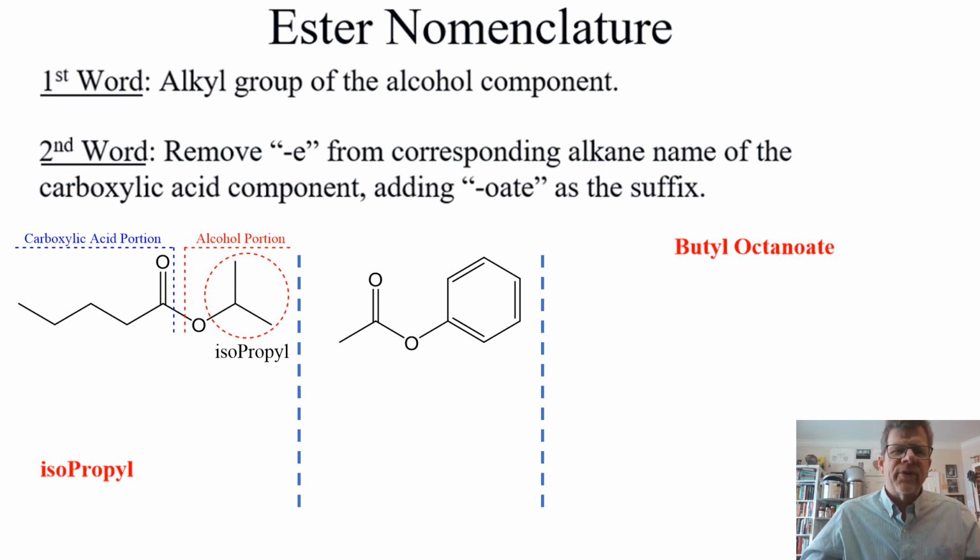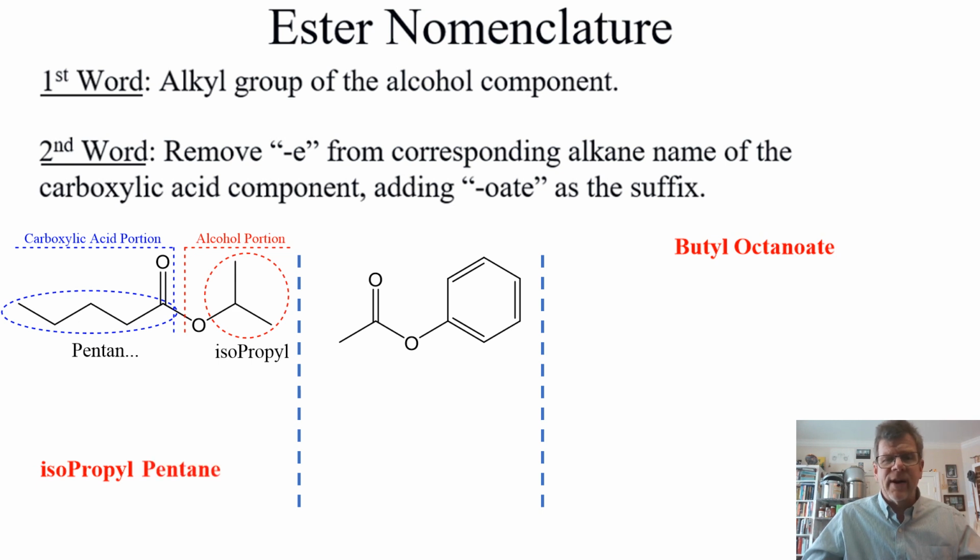Next, it says remove the e from the corresponding alkane name of the carboxylic acid component. Well, how many carbons are in that? There are 1, 2, 3, 4, 5 carbons in there. So that would be pentane. It's not pentane. It is an ester. So for that second word, we put down pentane to start, but we remove that e and bring in the suffix -oate. Isopropyl pentanoate for this structure.